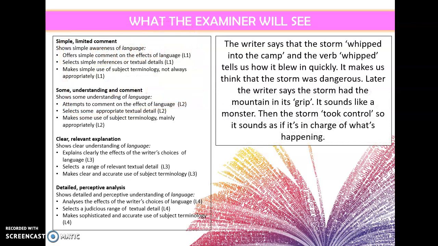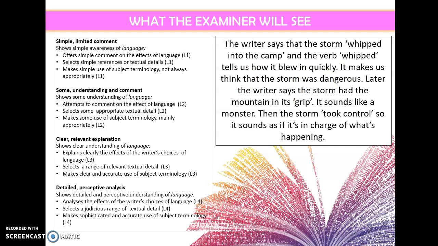So this is the next one. The writer says that the storm whipped into camp, and the verb. So there you go. Straight away, we've got more consistent subject terminology. So the verb whipped tells us how it blew in quickly. Okay, so very similar to the first answer at that point, but look what this one does extra. It makes us think that the storm was dangerous.